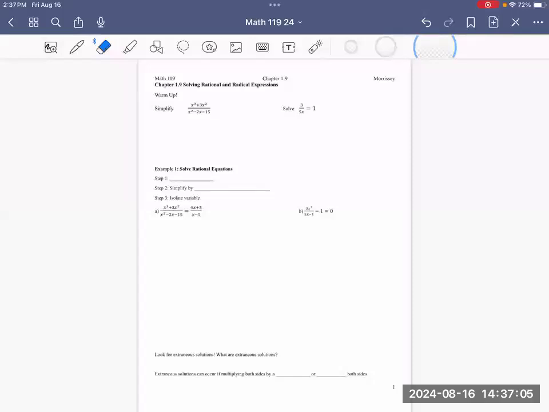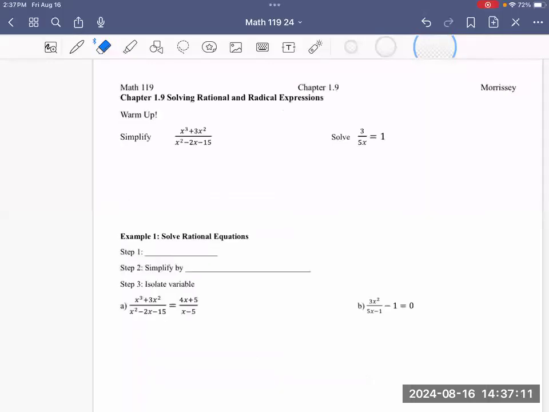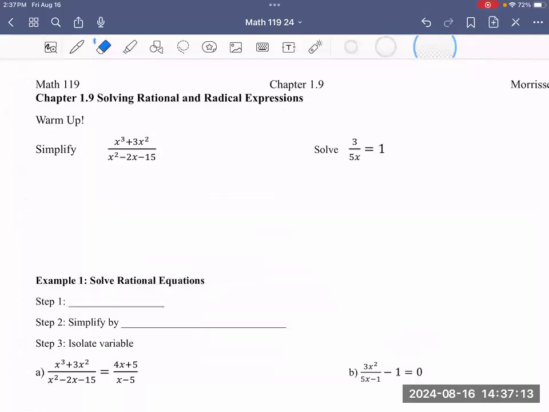Welcome to Math 119, Chapter 1.9, where we're talking about solving radical and rational expressions. So first up, let's get warmed up. Pause the video and see what you could come up with for these first two.